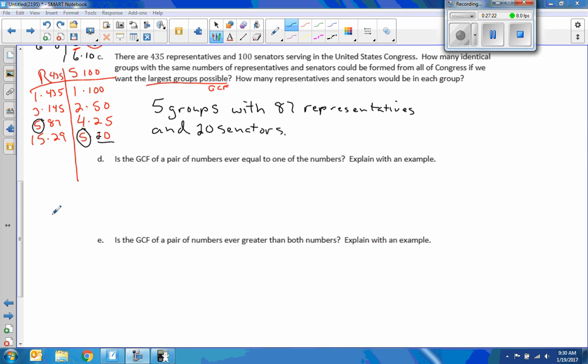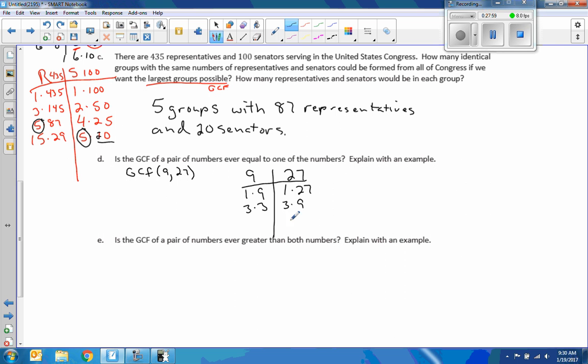This next question says, is the greatest common factor of a pair of numbers ever equal to one of the numbers? Explain with an example. And the answer is yes. So let's do the GCF of 9 and 27. We're going to do factors of 9 and factors of 27. 1 times 9, 3 times 3, and that is it. 1 times 27, 2 no, 3 times 9, and that's it.